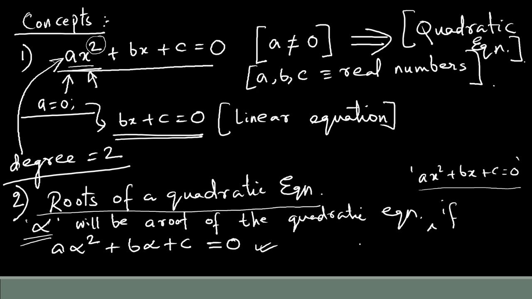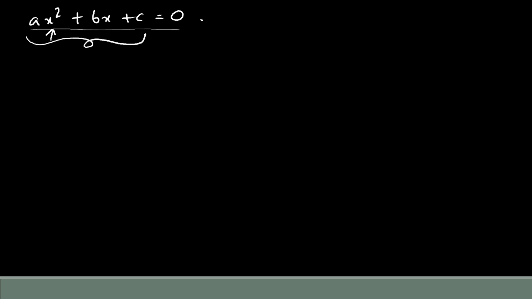So by root, we mean solution. Let's say you have this equation here, ax square plus bx plus c equals 0. By root or solution, we mean what value of x will satisfy this equation, that is, what value of x you need to put in so that the expression ax square plus bx plus c turns out to be 0.